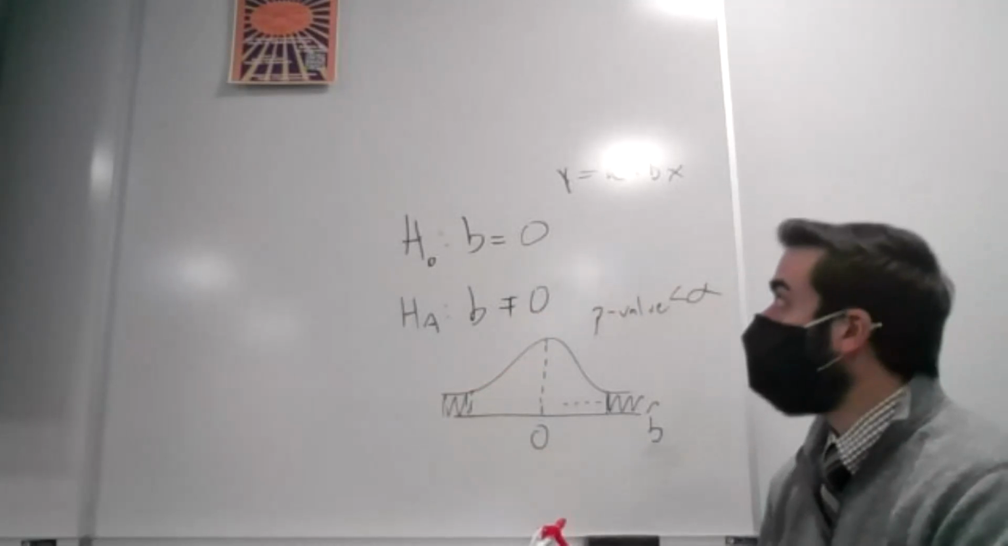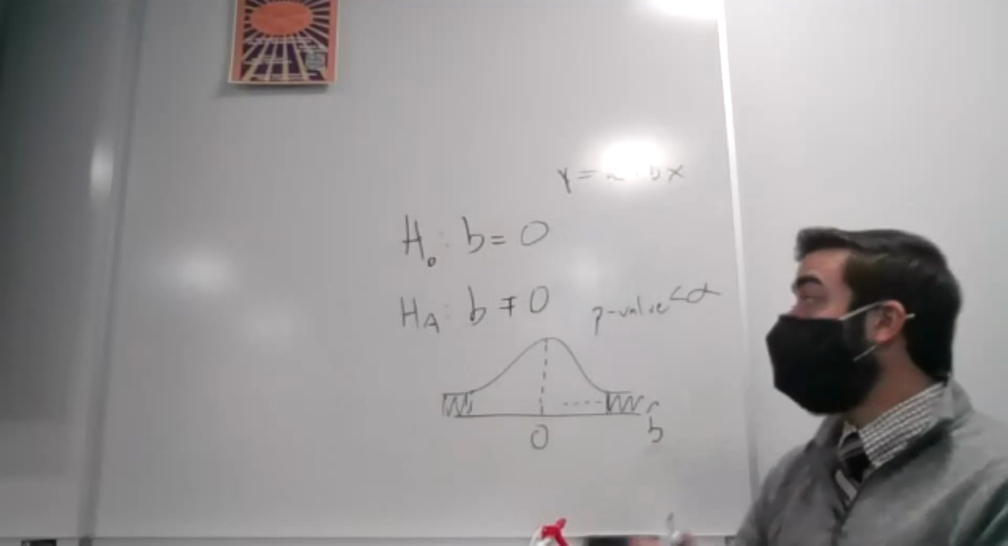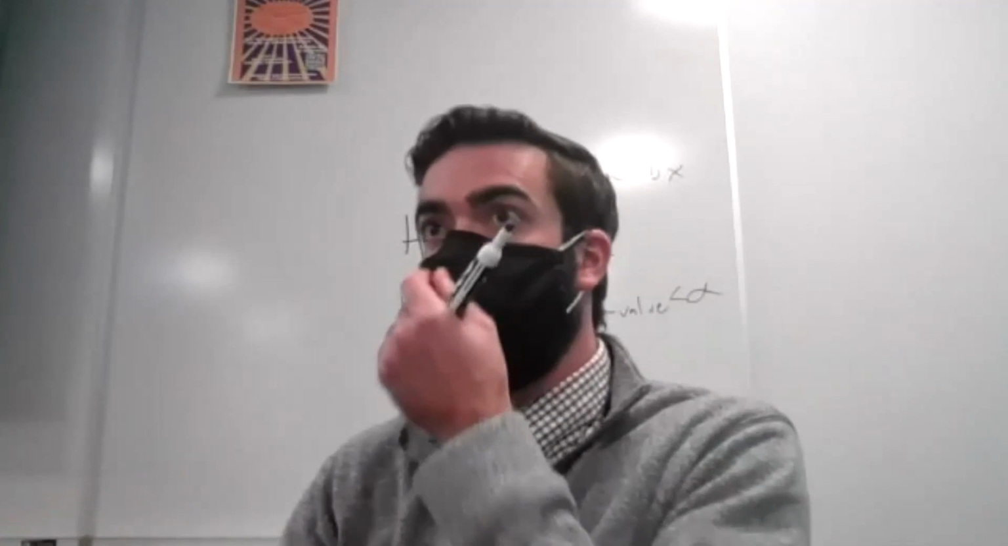Right? So what are we rejecting? We're rejecting that there is no relationship. We're saying that we found significant evidence that there is a relationship between this x and y variable. Okay? Kind of a quick little recap.